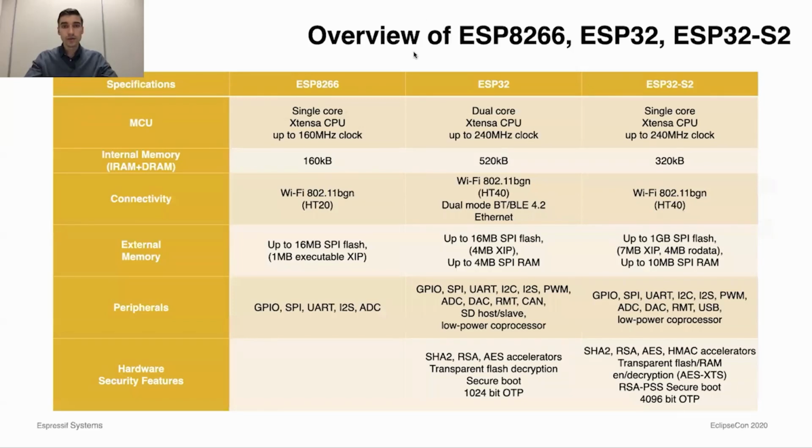Let's have a quick look at the ESP8266, the ESP32 and ESP32-S2, and how they compare to each other. As you see, all these microcontrollers have on the order of a few hundred kilobytes of RAM, 160 to 240 megahertz CPU frequency, and a variety of different peripherals. The code is typically stored in external SPI flash memory, and also additional external SPI RAM can be connected to the ESP32 and ESP32-S2.